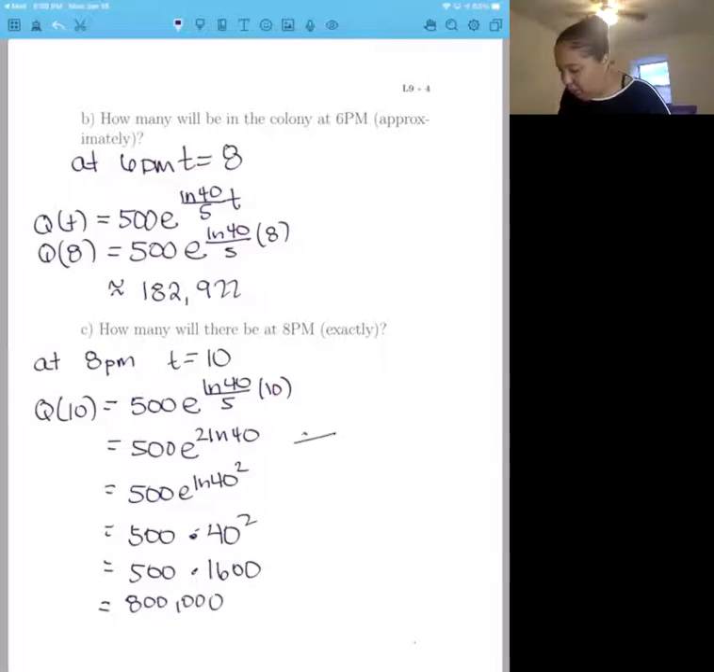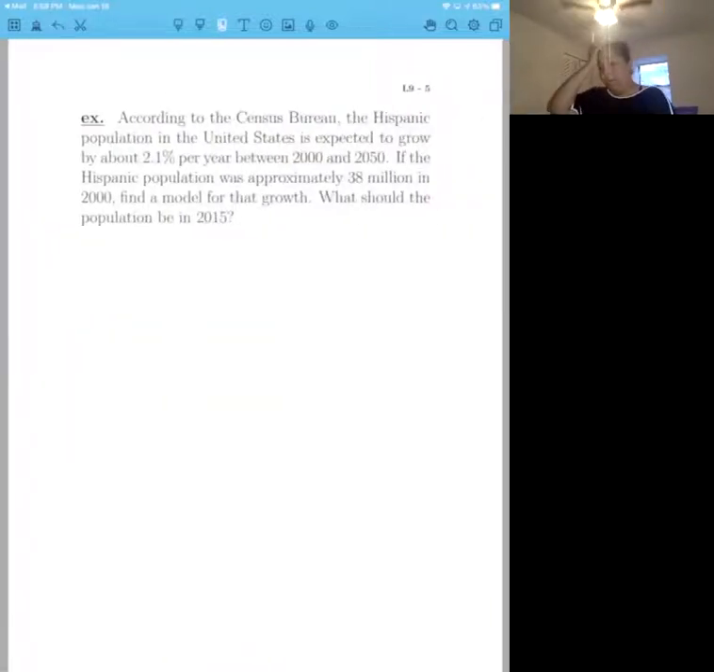Now, I think if you plugged it in right here, you should come up with the exact same thing. It shouldn't give you an approximation. It should give you exactly the same thing. Right, so if I plugged in 500 e to the natural log of 40, it should give me the same thing. Yeah, it does. But just so we could see how we did it. All right, next question.